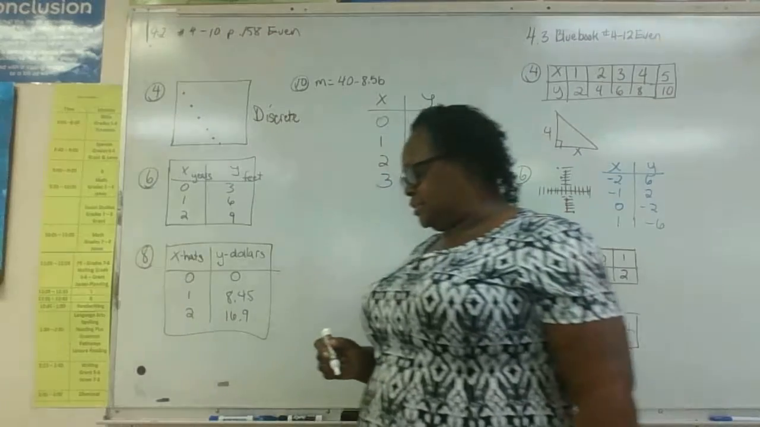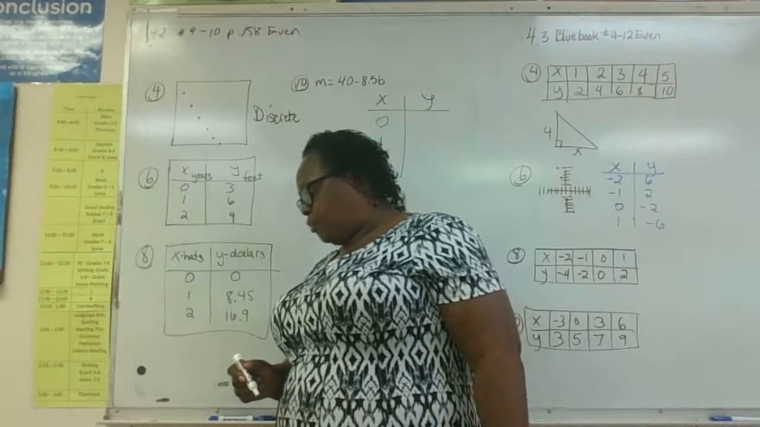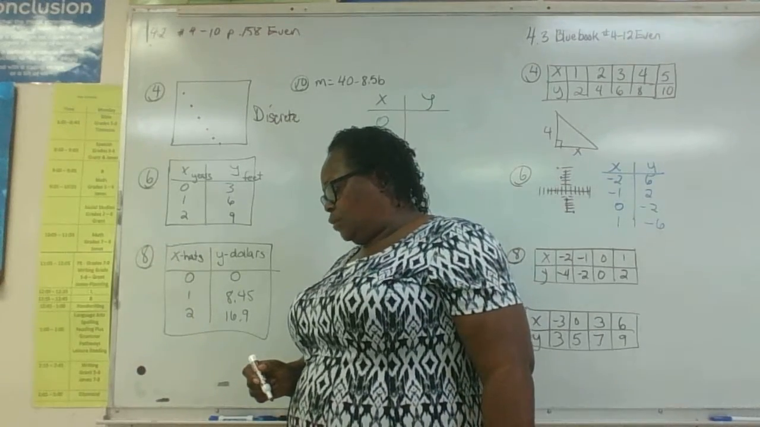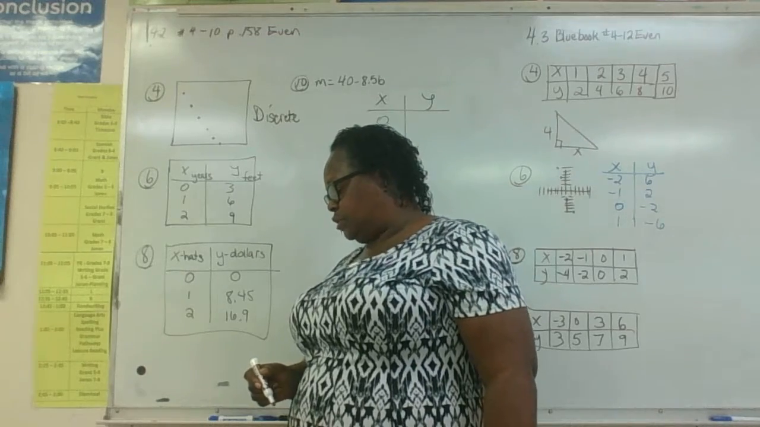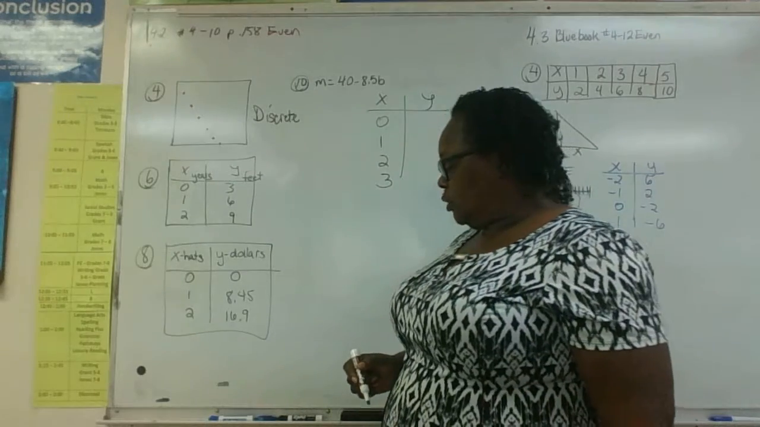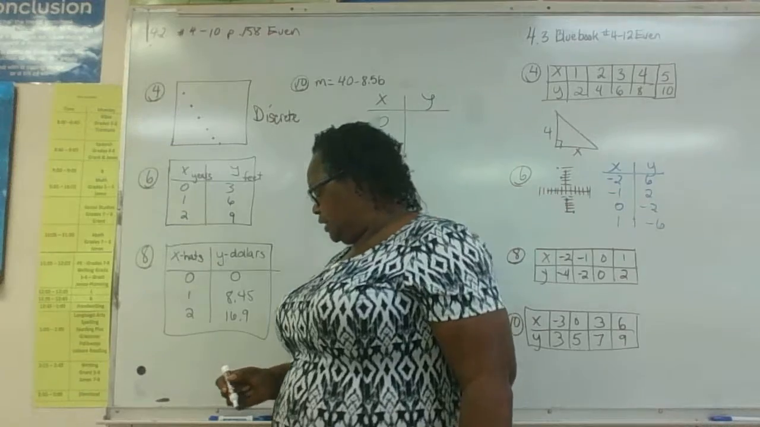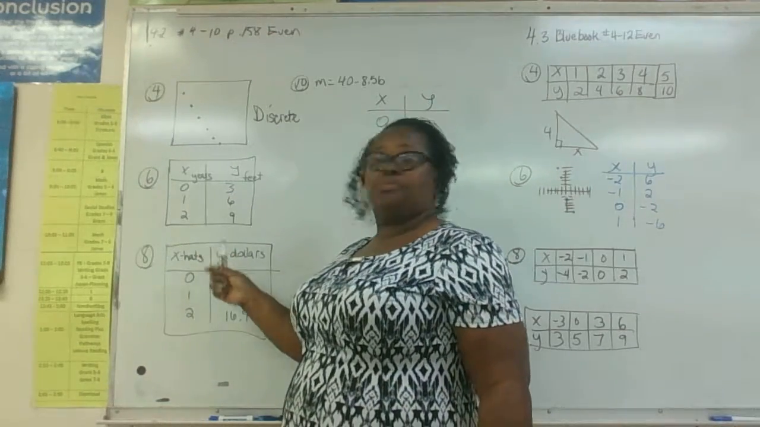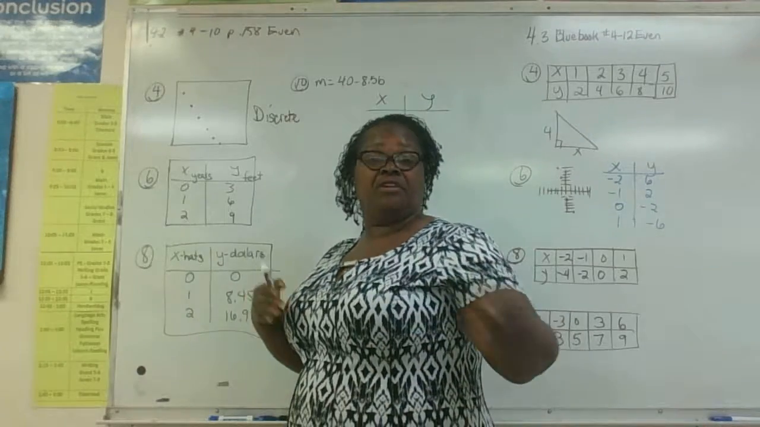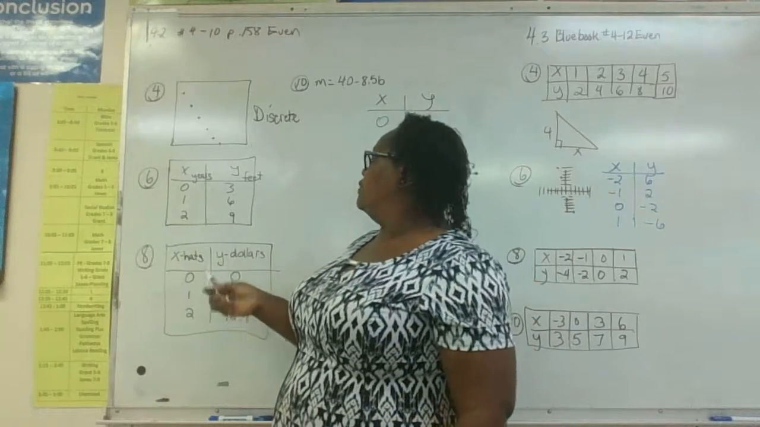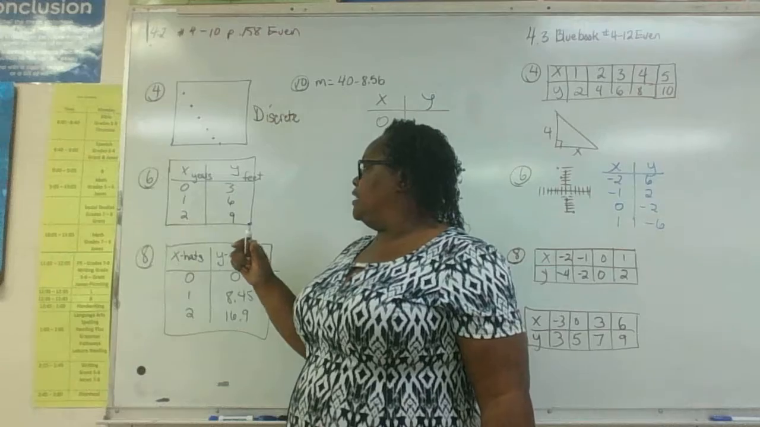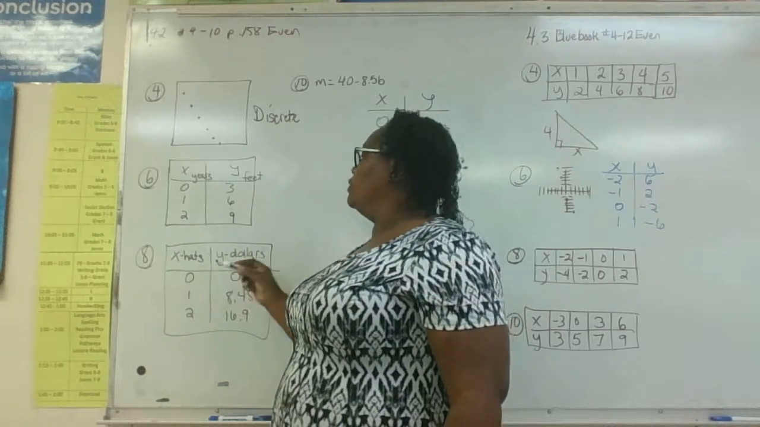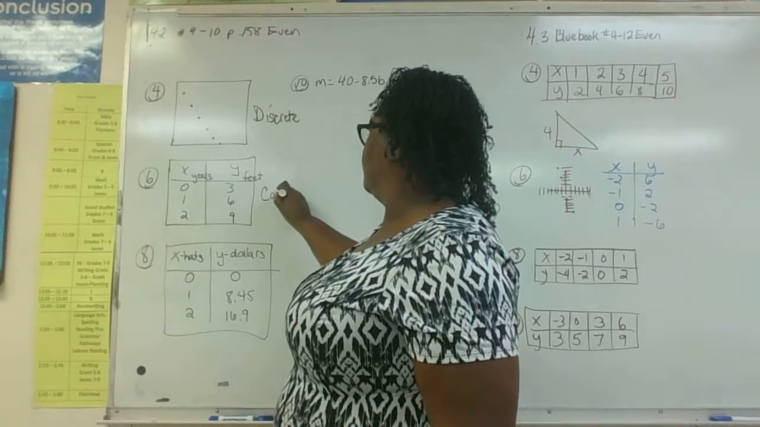Here on number 6, they ask us to graph, and then they want us to determine if it's discrete or continuous, okay? So in a case like this, let's take a look. We're talking about years. Years can be broken up into a year, a year and a half, and so on and so forth, and then compared to our feet. So in a case like this, we would say that this would be continuous.